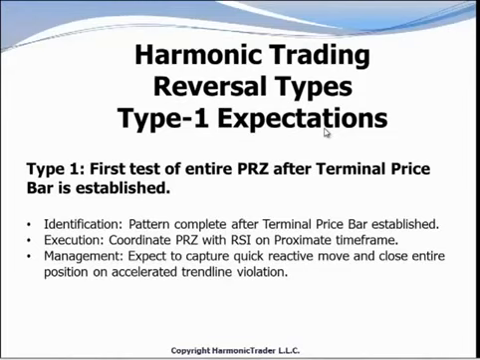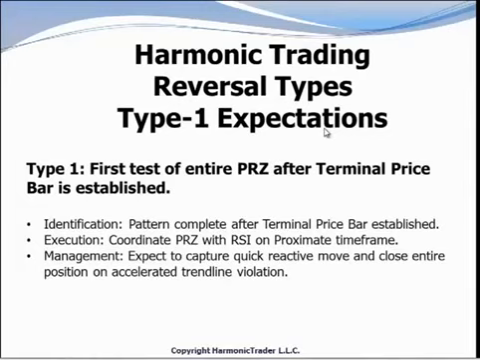This is more important on the type 1 because when it comes to management, we expect to capture some type of quick reactive move and close the entire position on an accelerated trend line violation. Why? Well, a lot of patterns, most patterns, we want to have that built-in expectation that there will eventually be some type of secondary test.